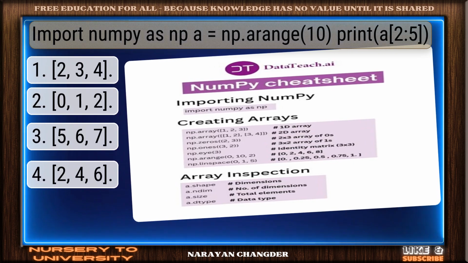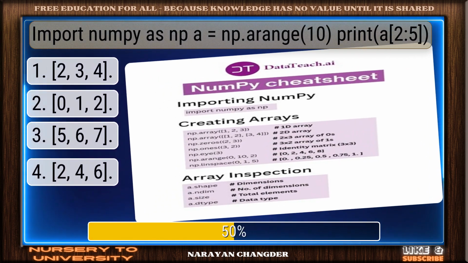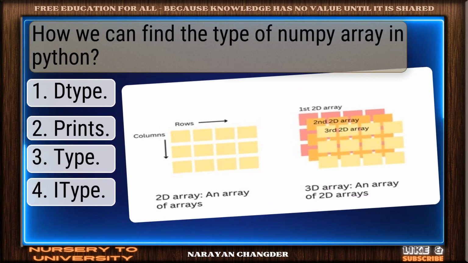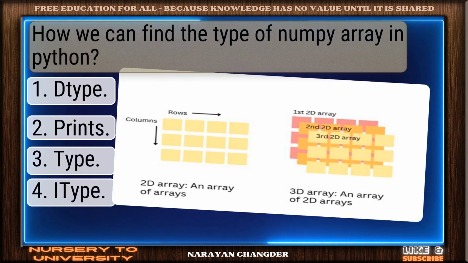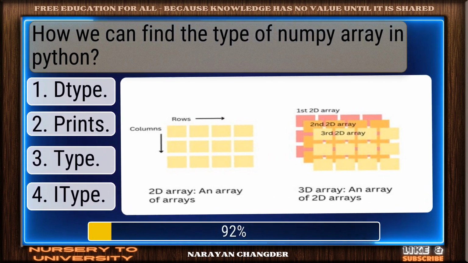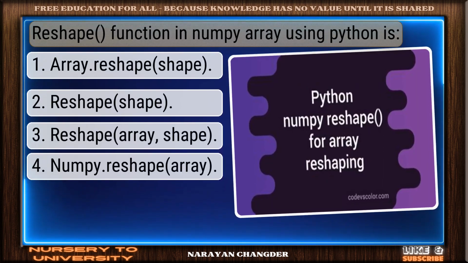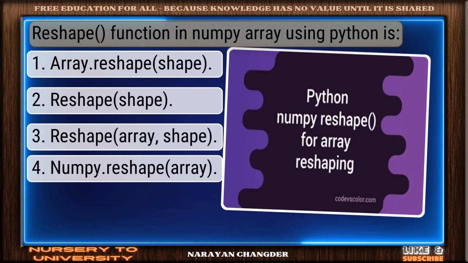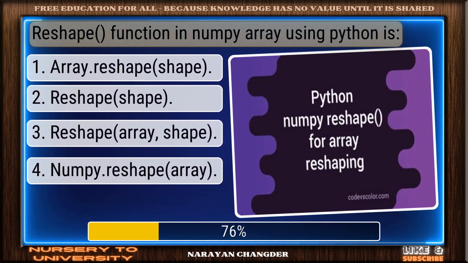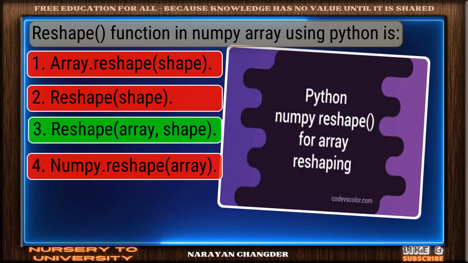Question number 30. import numpy as np, arr = np.array, print arr. Bravo is the answer. Question number 31. How can we find the type of a Numpy array in Python? Good job. Your answer, type, works well here. Question number 32. Reshape function in a Numpy array using Python is. Nicely done. reshape is a solid answer.